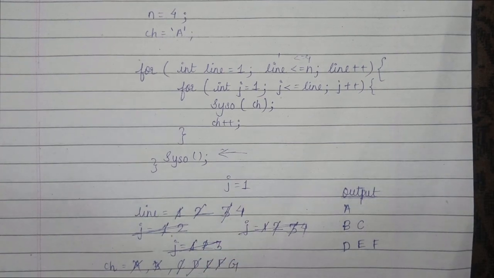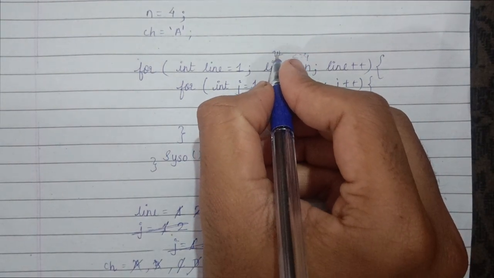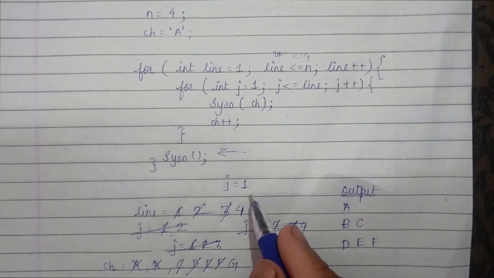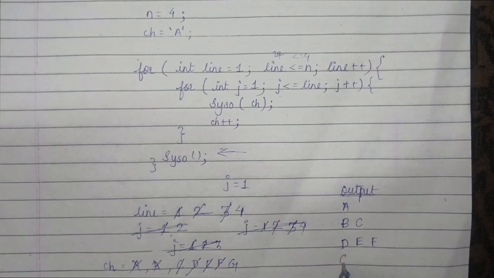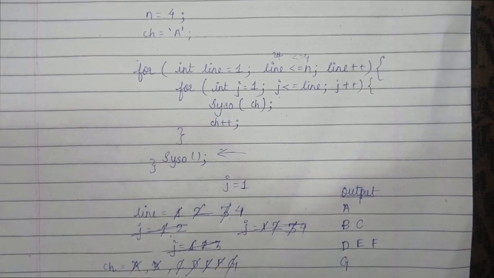Now it will check the condition: is 4 less than or equal to 4? The condition will be true. It will enter into the inner loop. Then it will check the inner loop condition: is 1 less than or equal to line? 1 is less than or equal to 4, the condition will be true. Then it will print G, the character, and update the character. The character's value is now H.